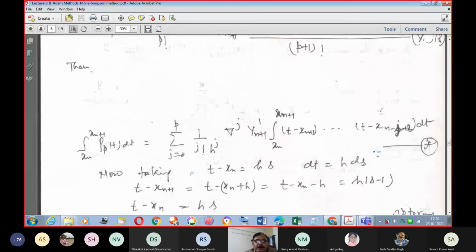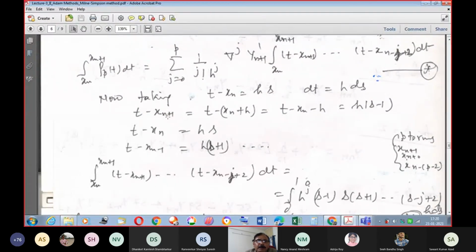So let us see. t minus xn plus 1 is your h into s minus 1. So basically s minus 1 will be there. t minus xn is h into s, so s minus 1, s, and like that it will move to s plus 1. And you just check t minus xn minus 1, here it is written t minus xn minus 1. Xn minus 1 means xn minus h, yes or no?